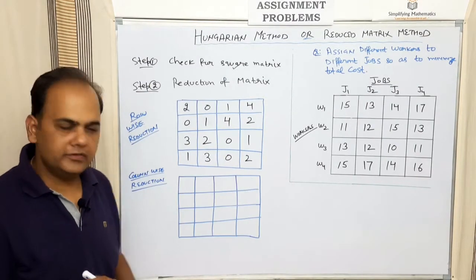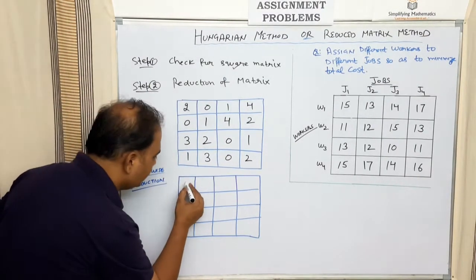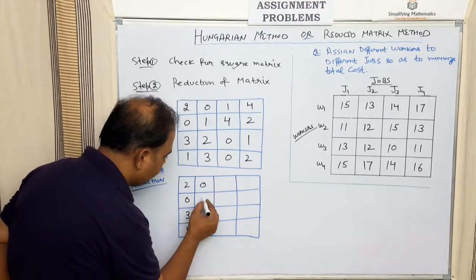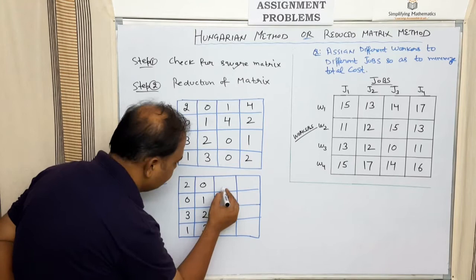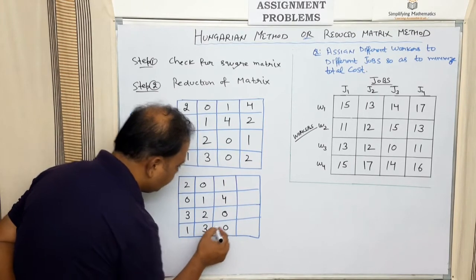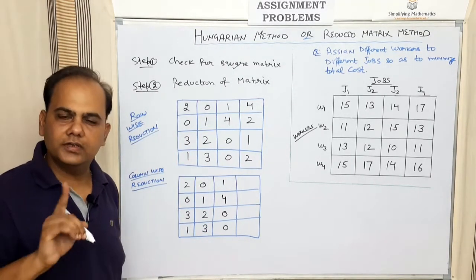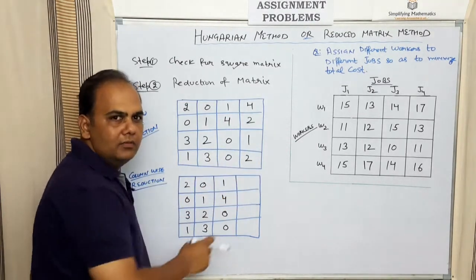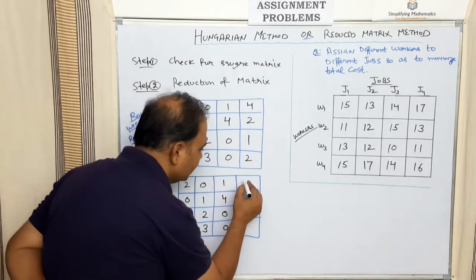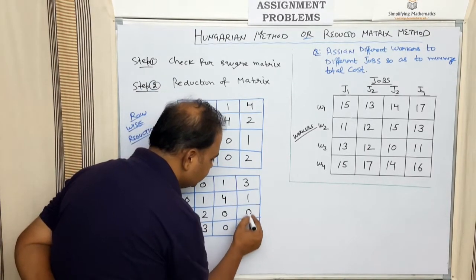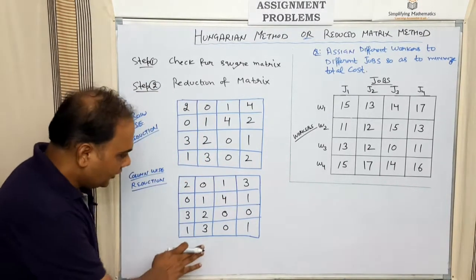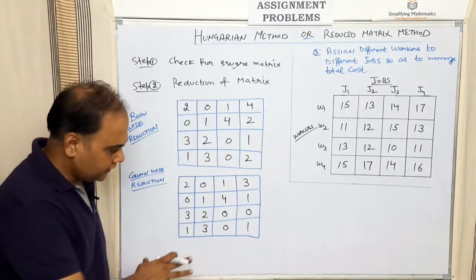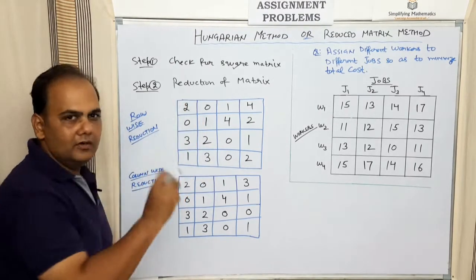Starting with the column wise reduction, in the first column a 0 is already there, so write the values as they are. In the second column again write the values as they are, and in the third column again as they are. Now in the fourth column there is no 0, so you take the minimum value of that column and subtract it from all the other values. So 4 minus 1 is 3, 1, 0 and 1. Now in every row and every column there is at least one 0. This is what is called the reduction of matrix.